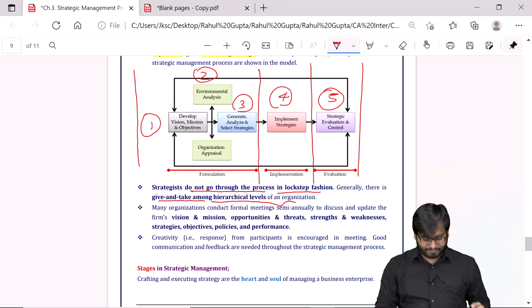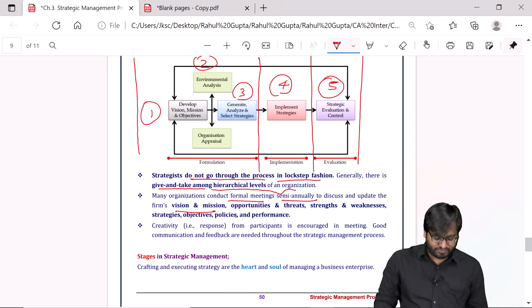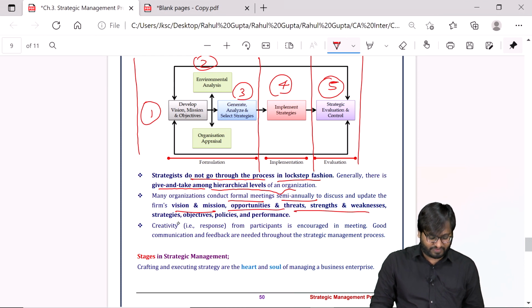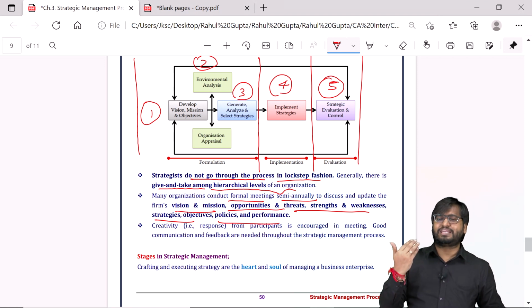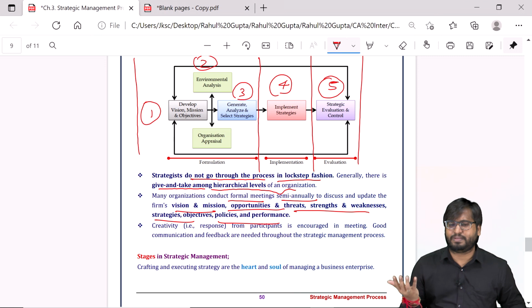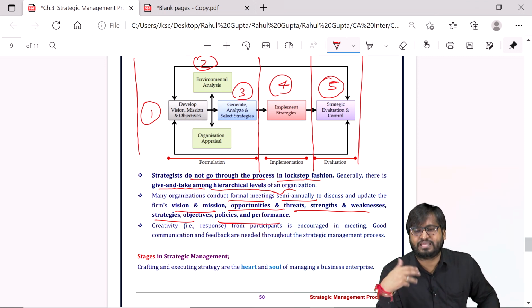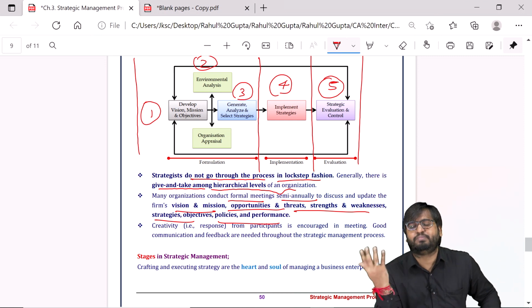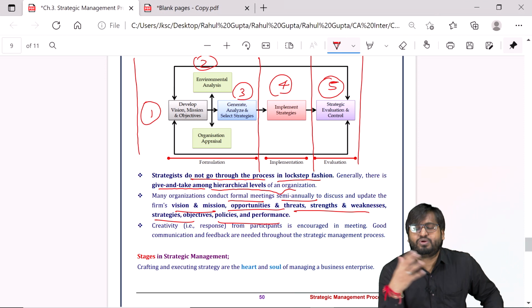Give and take. Many organizations will conduct formal meetings semi-annually to discuss the firm's vision, mission, opportunity, threat, strength and weakness, policies and performance. So organizations generally meet, they discuss their policies, they discuss their performance, they will discuss what is happening in the environment, whether there will be an opportunity, whether there will be a threat, what is our strength, what is our weakness. We will discuss all this when we meet.